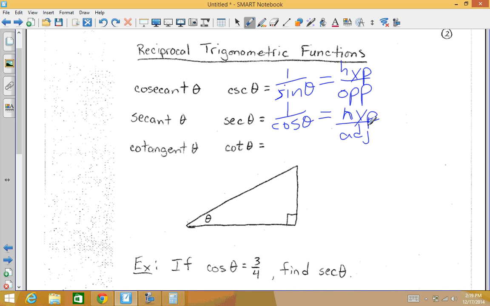And then the reciprocal of tangent is cotangent. So it's 1 over the tangent. So if we think about what tangent was, opposite over adjacent, cotangent would be adjacent over opposite. Okay, so we can apply the same thing that we did with sine, cosine, and tangent to the secant, cosecant, and cotangent.